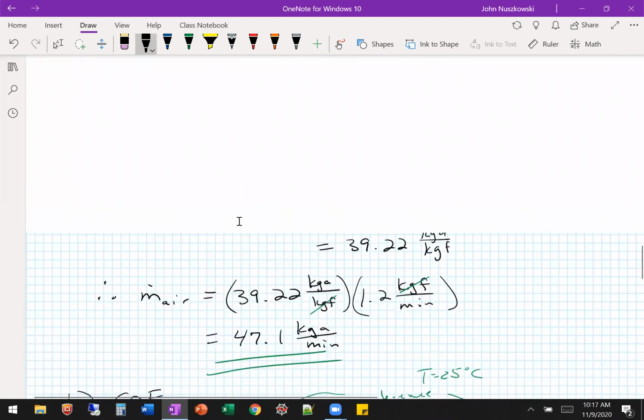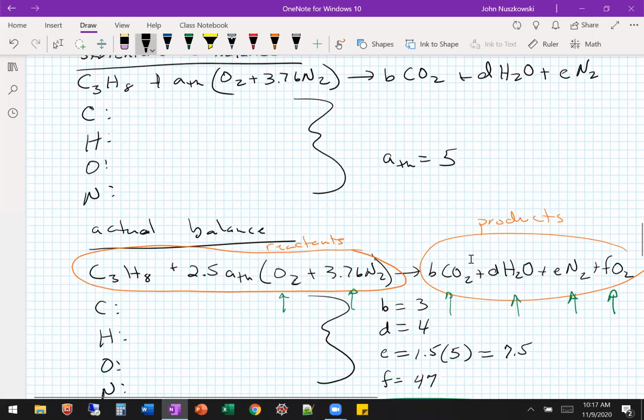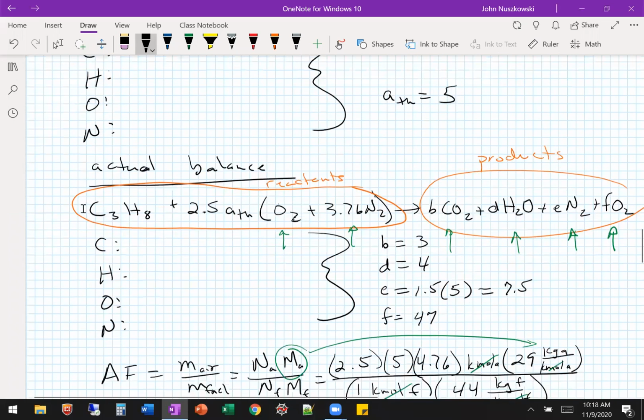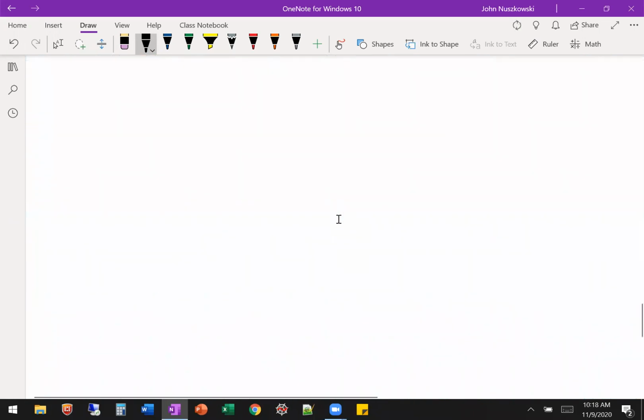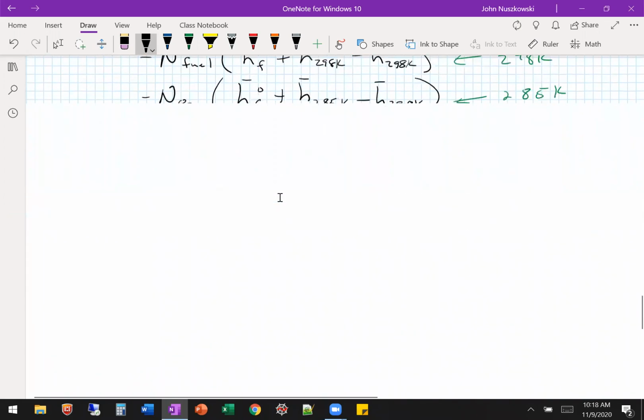So in the products, we have 3 kilomoles of CO2, 4 kilomoles of H2O, 7.5 N2, and 47 O2. Reactants: the fuel is 1. Oxygen is 2.5 times our theoretical times 1 here, right? N2 in the reactants is 2.5 times theoretical times 3.76. That is the moles for N2 in the reactants. So it's a lot of bookkeeping, like I said, just carrying down what you have.